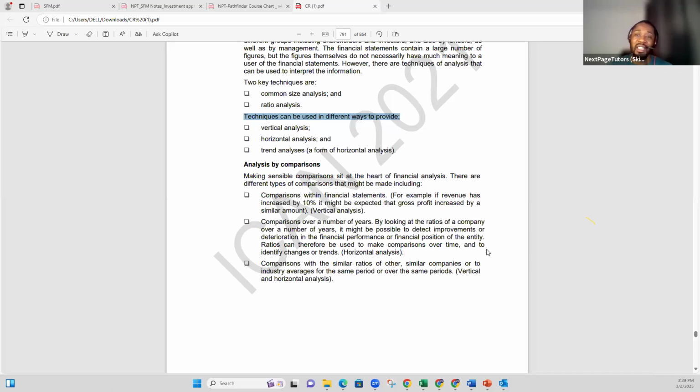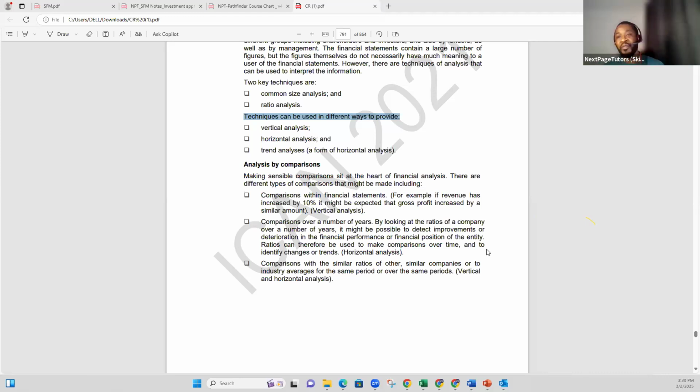But if you are doing this analysis over a period of time, you can call it horizontal analysis. A special form of horizontal analysis is trend analysis. In fact, you can do 2 years and call it horizontal analysis. But when you do an analysis over a 5 year period, 3 year period, or 4 year period, you can clearly call it a trend analysis.